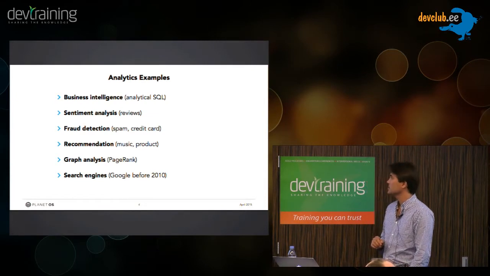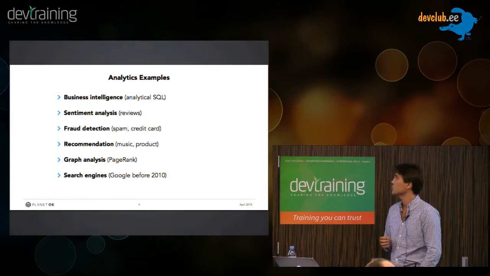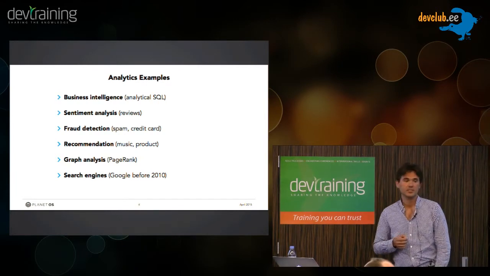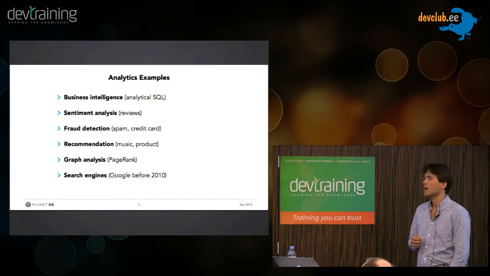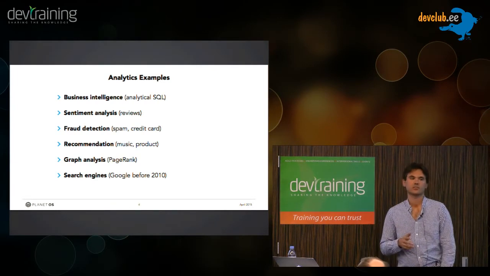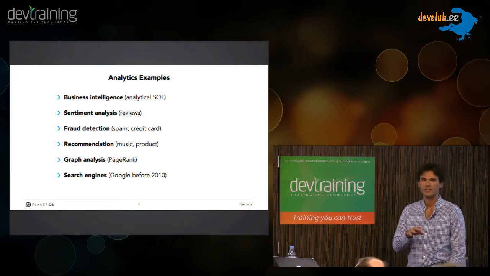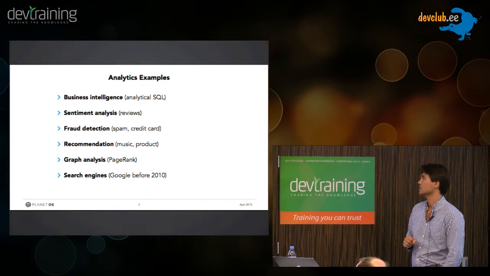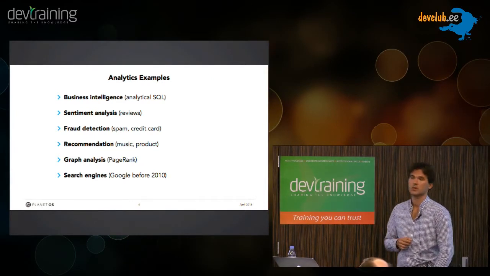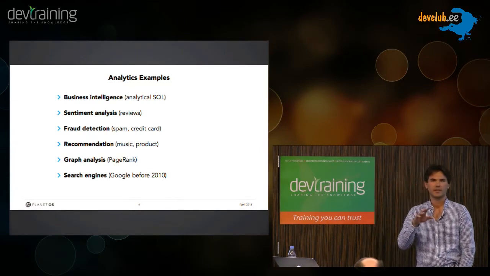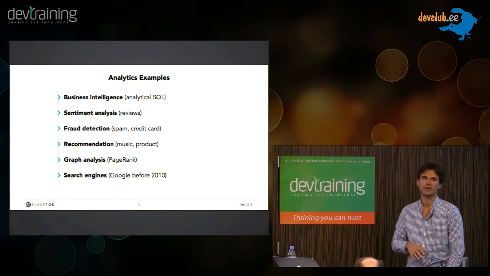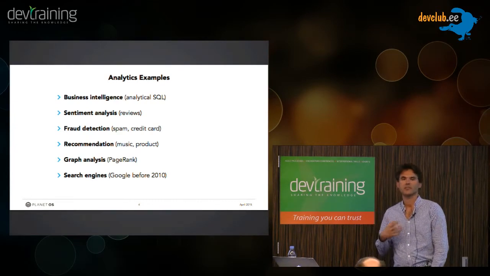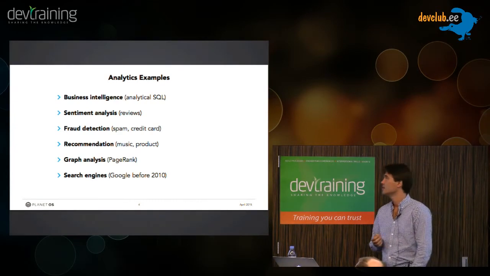Anyway, some examples of what you could do with big data analytics. The most typical example is business intelligence, which is mostly about mining logs of transactions, or somebody clicking on something, or messages, emails. The most typical tool here is analytical SQL. It's like SQL, but not for updating 2 or 3 rows, but for doing big queries involving lots of data, aggregating, filtering, and grouping data.